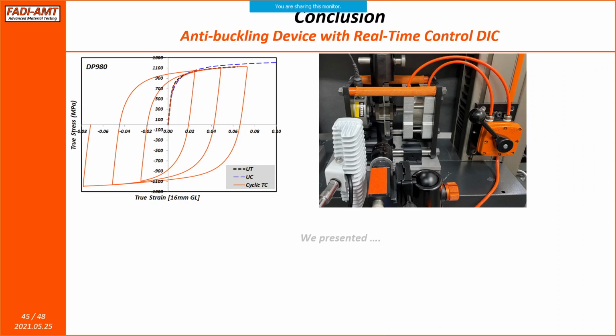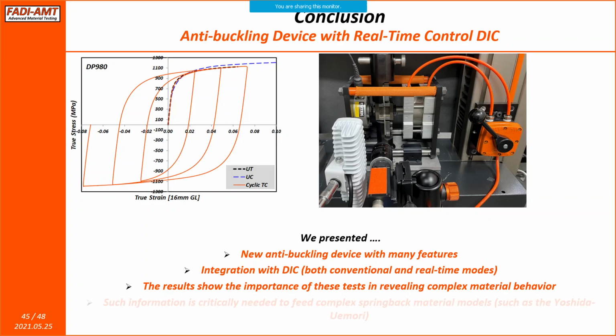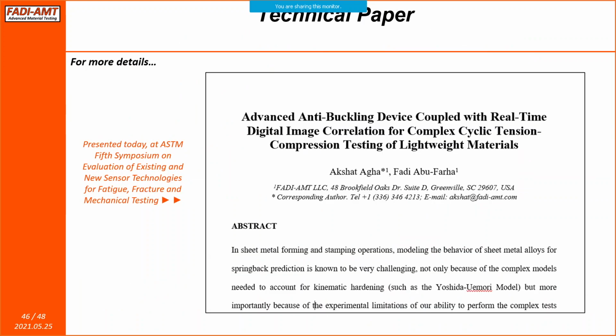The final remarks here are that we presented a new anti-buckling device with many features. We integrated DIC in both conventional and real-time mode. The results really show the importance of these tests in revealing complex material behavior. And such information is very critical, and it's needed to feed complex springback material models such as the YU model. For more details, you can refer to the technical paper, which will be available, I think, next month.